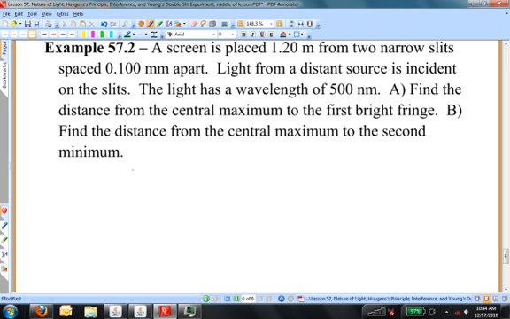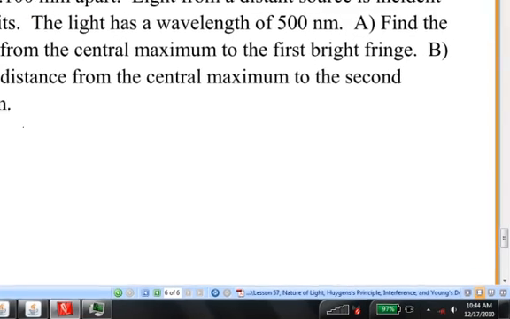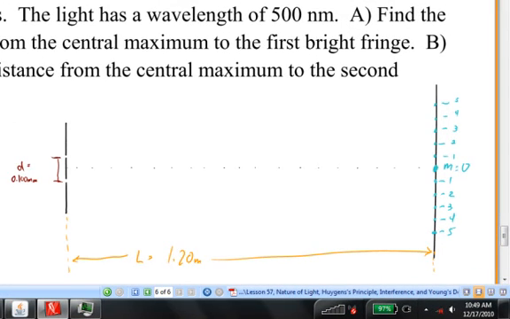I would like to actually sketch this out so that we can see what the geometry looks like. When they say that the light is from a distant source, basically what they're telling us is that when the light falls on these two slits, the light that hits those two slits is in phase with each other. And it's that phase relationship that allows us to write d sine theta equals m lambda.